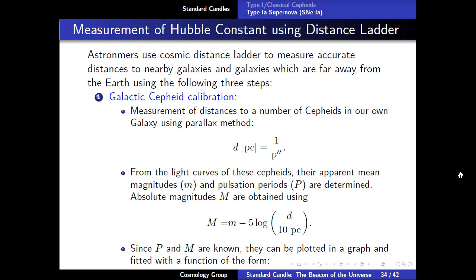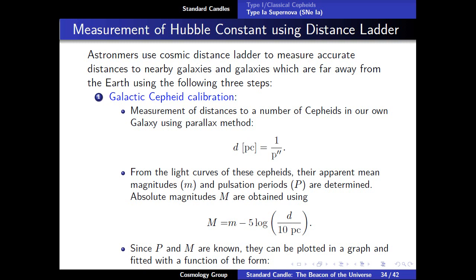So we will try to see how the Hubble constant can be measured using distance data. Astronomers use cosmic distance data to measure accurate distances to nearby galaxies and galaxies which are very far away from the Earth using the following few steps. The first step is basically called the galaxy calibrations. This step also contains a number of sub-steps. First of all, measurement of distances to a number of Cepheids in our own galaxy using the parallax method, and this parallax can be obtained from the Gaia mission or from the Hipparcos mission.